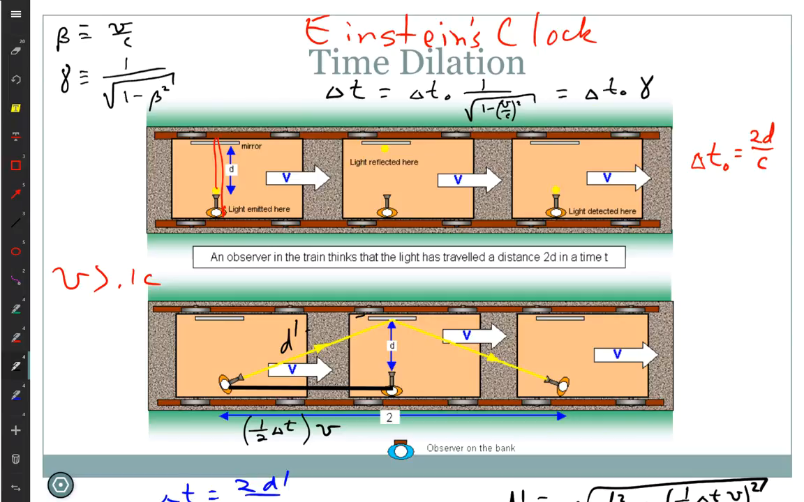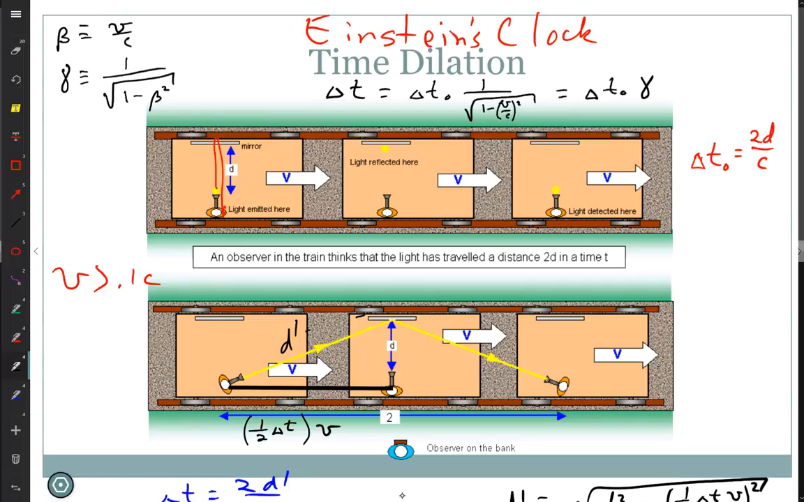Now, before I go to the next slide to talk more about this equation, let's point out beta, the speed. What's the minimum speed that a particle can have? Not velocity, but speed. 0. So if beta is 0, what is gamma going to equal? 1 over the square root of 1 minus 0 is 1.